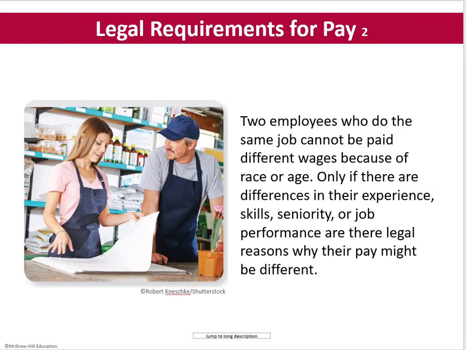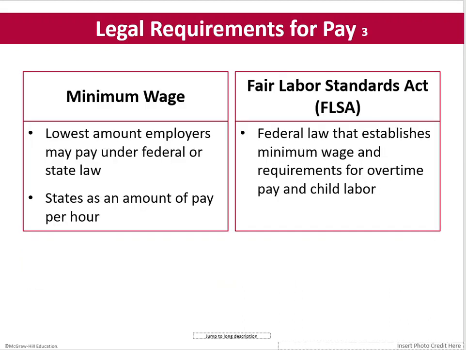So two employees who do the same job cannot be paid different wages because of race or age. Only if there are differences in their experience, skills, seniority, or job performance are there legal reasons why their pay might be different. Some legal requirements for pay. Well, we've got the minimum wage, the lowest amount employers must pay under federal or state law. It states an amount of pay per hour.